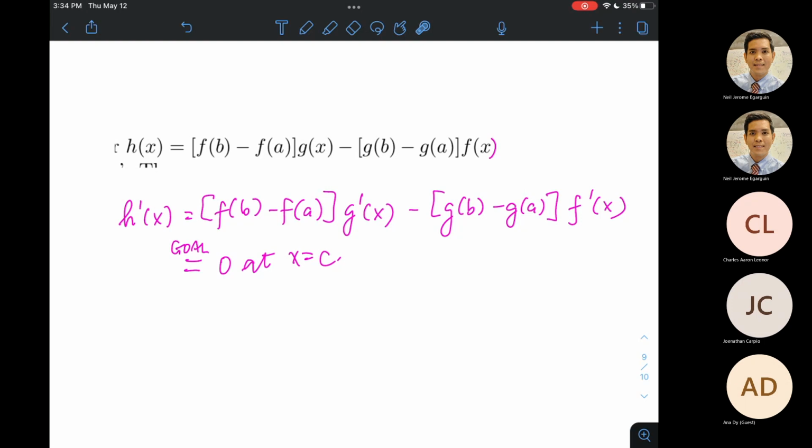On the other hand, differentiable si g on the open interval AB, differentiable si f on the open interval AB by assumption. So h is the difference of two differentiable functions on the open interval AB. So h must also be differentiable on the open interval AB. Okay? So, 2 down. Dalawang requirements ng Rolle's Theorem na satisfy niya na. Tingnan naman natin yung pangatlong condition. Yung pangatlong condition, dapat yung h of a ay equal kay h of b.